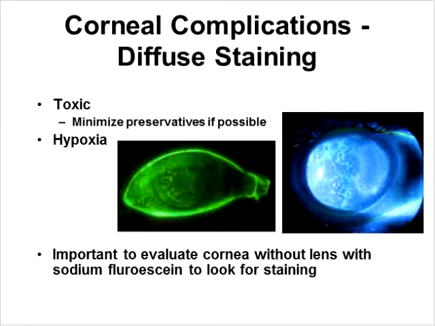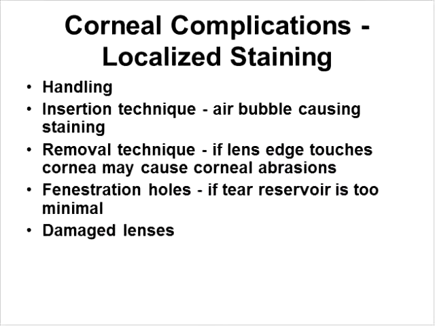Diffuse staining can happen first for a toxic reason, and in that case it's important to minimize the preservatives if possible. Here you can appreciate all of the staining. So in this case it might be beneficial to switch to a single-use non-preserved saline. And it's important to evaluate the cornea without the lens with fluorescein staining to look for staining.